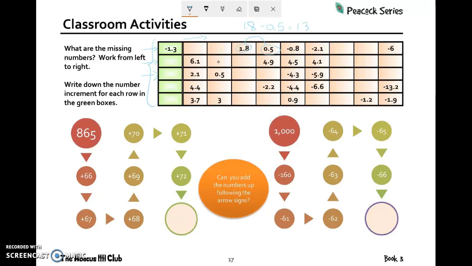So 1.8 take away 1.3 is 0.5. Now 0.5 take away 1.3 becomes minus 0.8. If you don't know how to figure that out, you draw a line with 0 in the middle and say to the left there is 0.5. How much does it go down by to go to 1.3? So it goes down 0.5 to get to 0. How much more does it need to go down to reach 1.3?